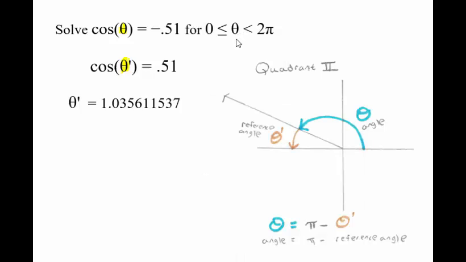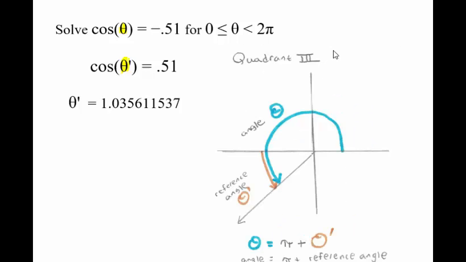Now there's one more answer to find because the question said find all angles theta between 0 and 2 pi, and we've only found one of them. The first answer was 2.106 roughly. So it turns out that cosine is negative in one more quadrant between 0 and 2 pi. That would be quadrant 3. So let's take a look at the relationship between theta and theta prime for an angle in quadrant 3.